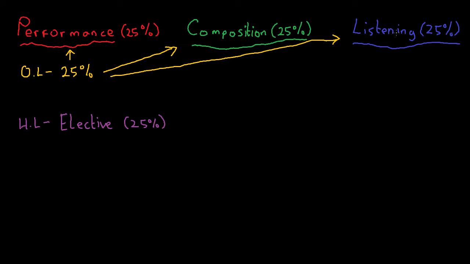If you're doing higher level, instead of just choosing, you do an elective, which is an extra little bit of work in one of those sections, and that gives you the extra 25%.